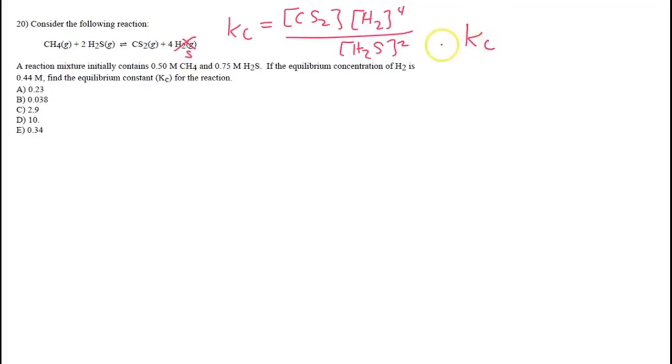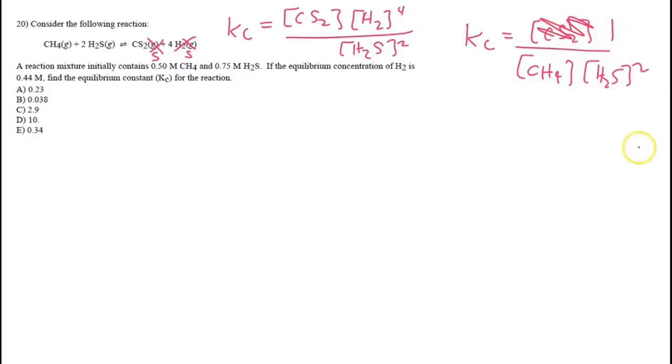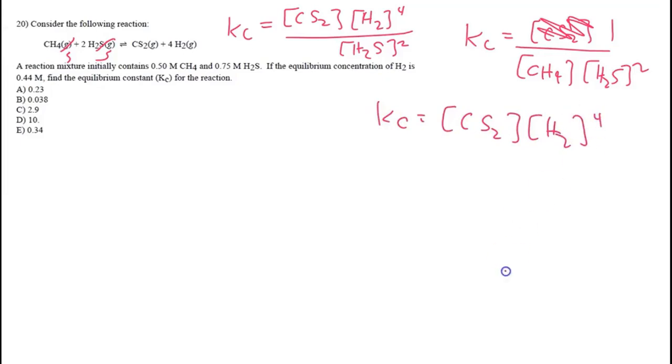That means my K value would be CS2, so I would not include H2, and then CH4 over H2S squared. Okay, what if both of these were solids? That means I would just have 1 over whatever that is. You can just always keep that in mind. If both of those are solids, then my Kc value is simply going to be CS2, H2 raised to the power 4. Okay, because it'll be over 1, so there's nothing left right there.